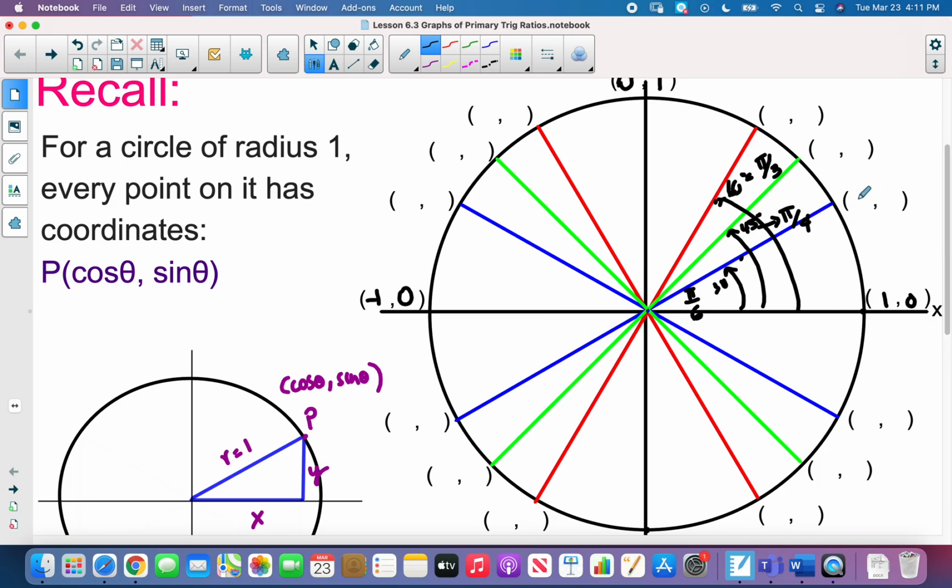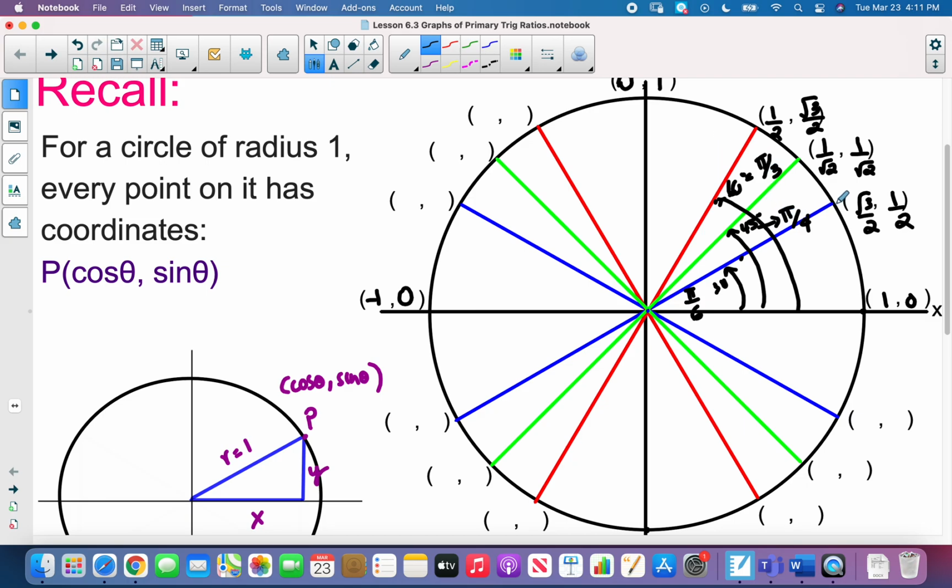So cos of 30 is root 3 over 2. Sine 30 is half. 45, they're both 1 over root 2. 60, cos 60 is half. Sine 60 is root 3 over 2. 90, we already have it. Cos 90 is 0. Sine 90 is 1.